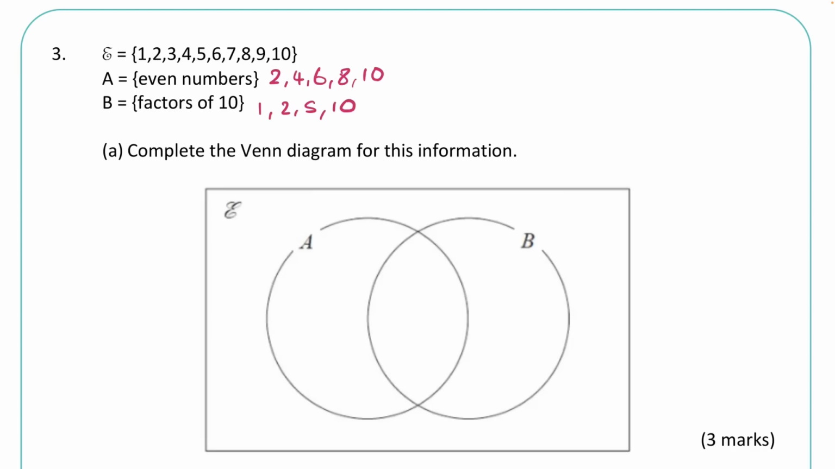Now you can see here we have a 2 and a 10, which is in both, so that goes into our intersection. We're going to cross those off from the main list. We then have in B a 1 and a 5, again crossing those off from our main list. And then in A there is a 4 and there is a 6. And we'll cross those off again from our main list, 4 and 6.